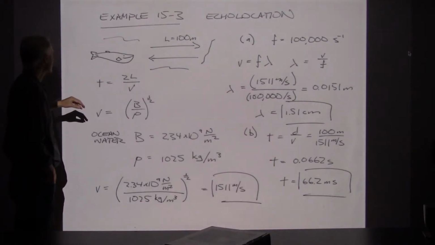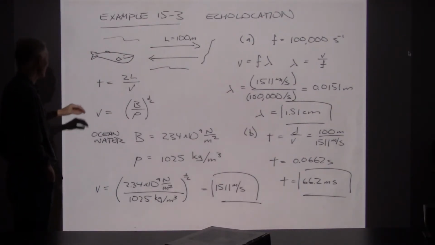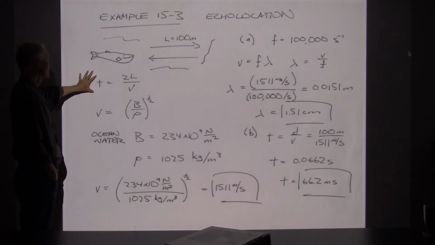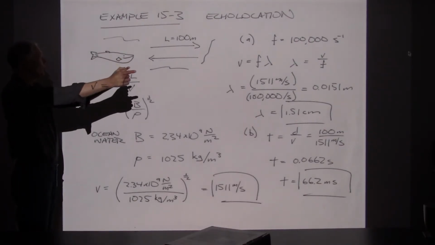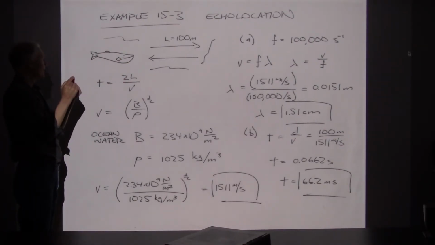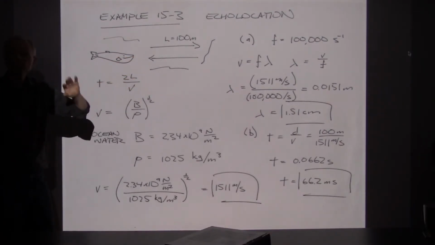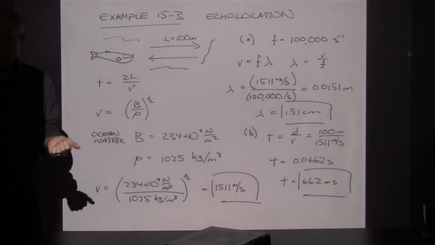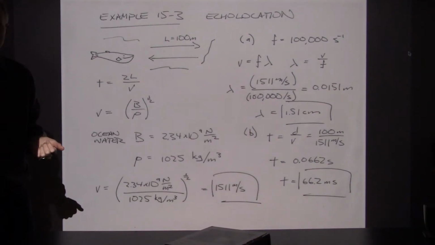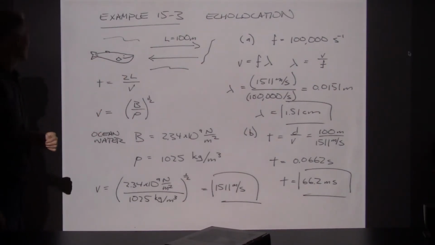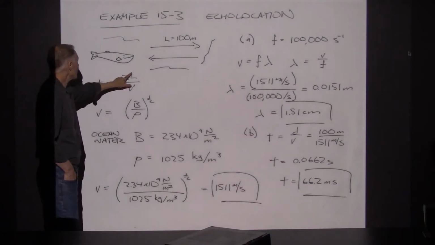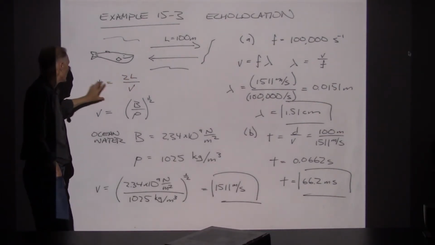Now, what we're saying here is the time that it takes for the sound to come back. It's got to go out 100 meters, and then it has to come back 100 meters. There's an obstacle, and it's 100 meters away, and we want to find out how much time it's going to take for that sound to return to the animal. And so this is 2L divided by V is going to be the amount of time.